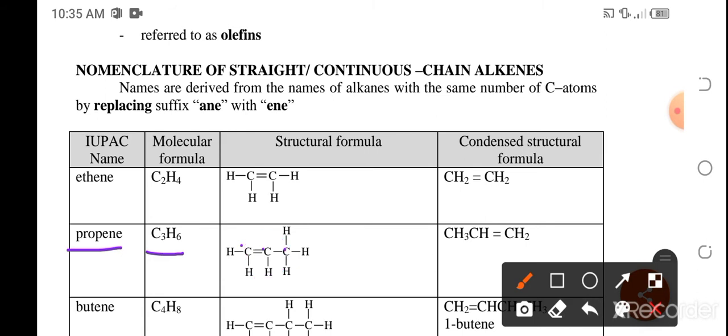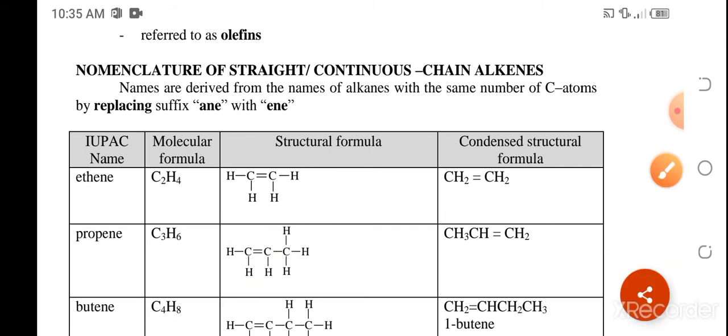However, for the third carbon atom, it has 3 hydrogen because it's only bonded by 1 single bond to the second carbon atom. So the condensed formula will be CH3, okay, so this is the CH3, CH double bond CH2. Okay.